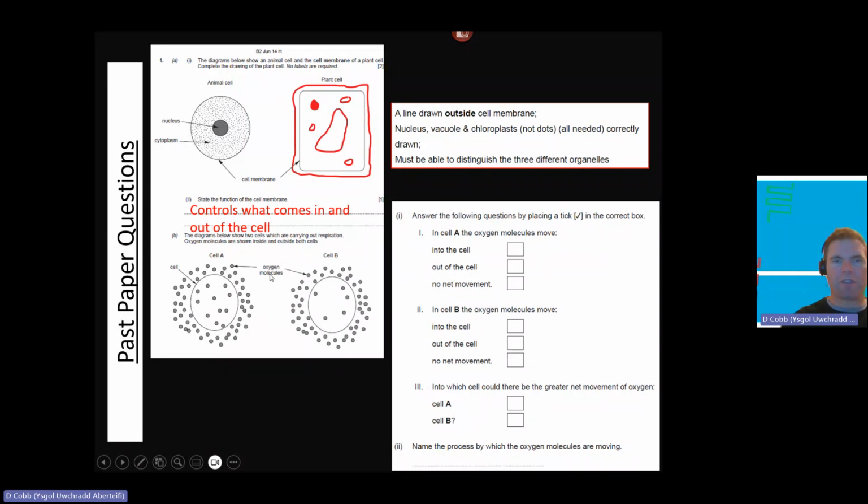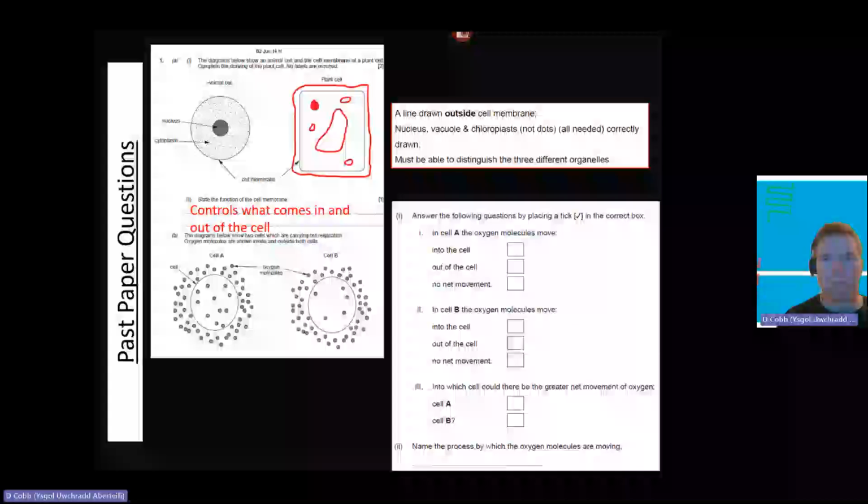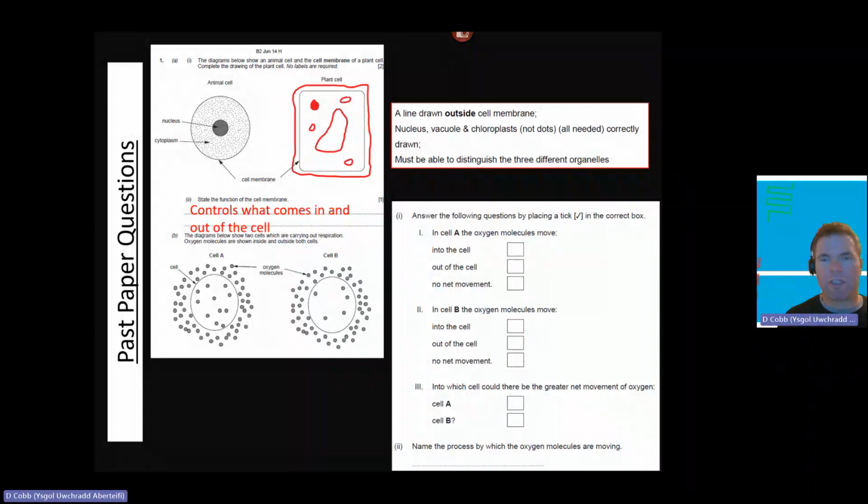And now we get on to some questions on diffusion. It shows 2 cells which are carrying out respiration. So we're switched on to, right, oxygen being used, carbon dioxide being produced. It shows oxygen molecules on the outside. And it asks now the following straightforward question, tick the box: so in cell A, the oxygen molecules move.